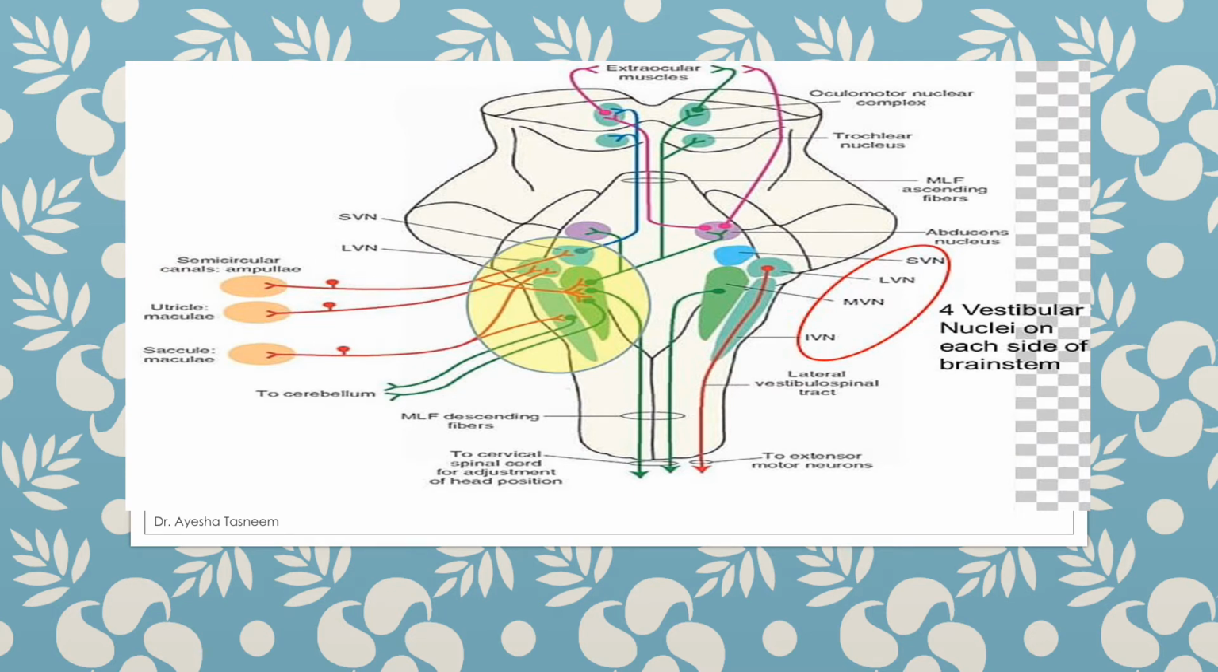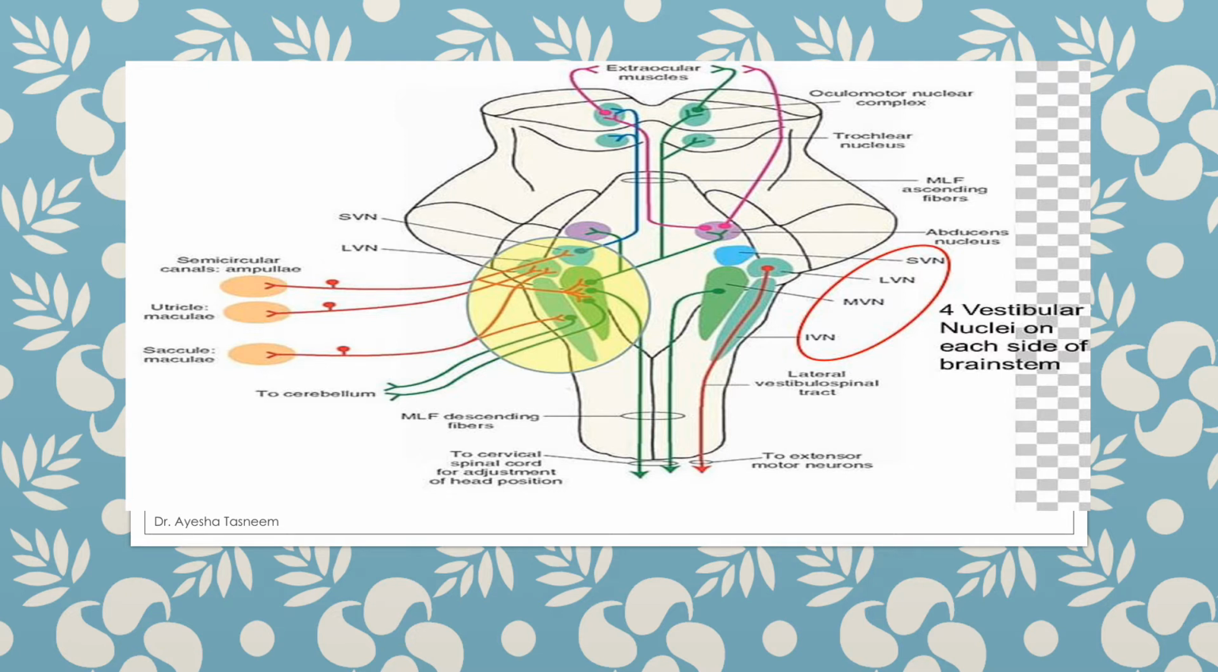Here you can see this is the section of the brain stem. The red line, this round oval, is showing the vestibular nuclear complex that is composed of four nuclei: the superior vestibular nucleus, and the lateral, medial, and inferior vestibular nuclei.